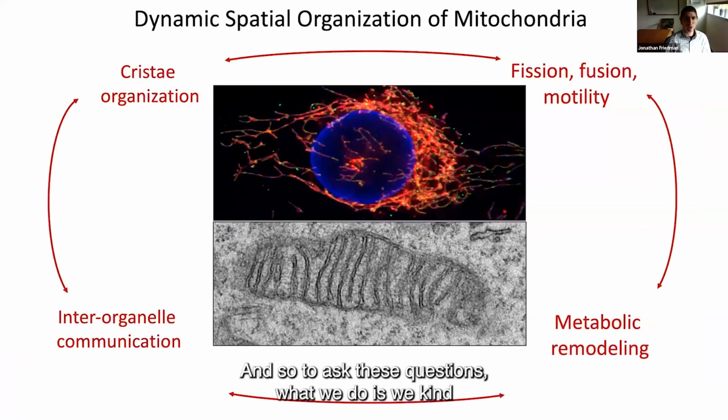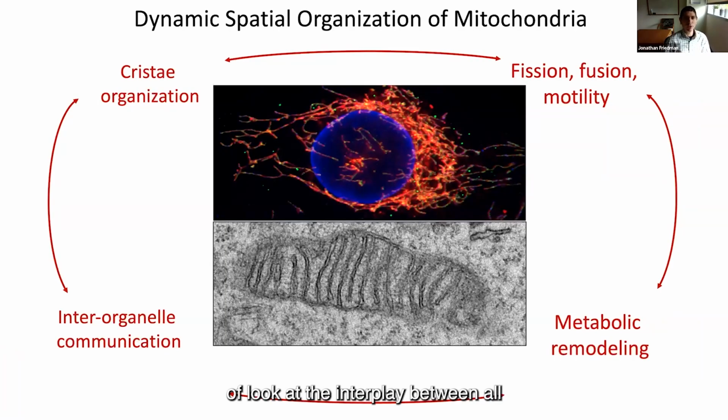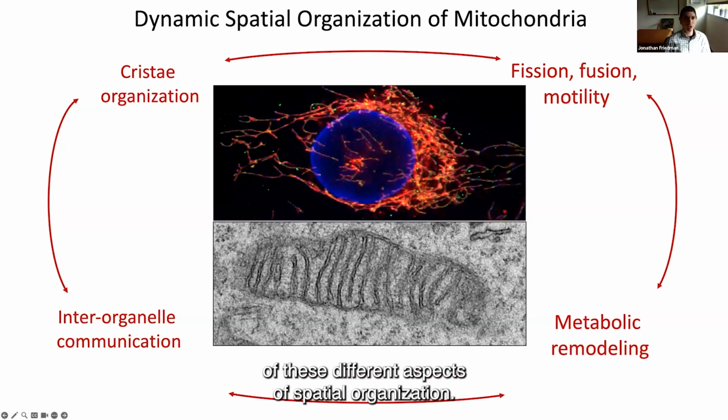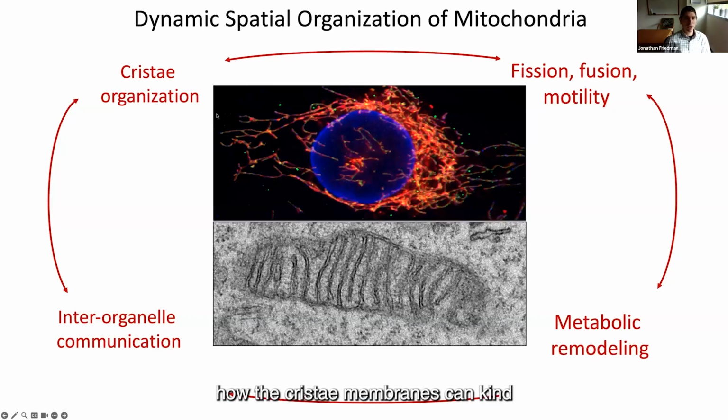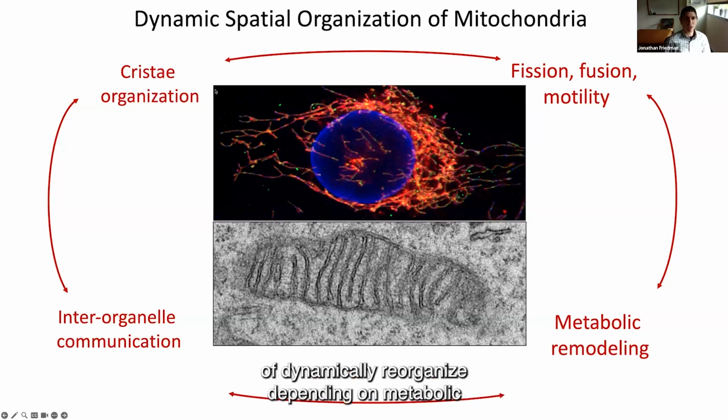To ask these questions, we look at the interplay between all of these different aspects of spatial organization. We talked a little bit about how the cristae membranes can dynamically reorganize depending on respiratory demand. We talked a little bit about the fission, the fusion, and the motility of the organelle. We're really interested in how these two things crosstalk with each other. We're also interested in how mitochondrial interactions with different organelles impact cristae organization and these dynamic behaviors. We're also really interested in how the metabolic needs of cells and the different functions of mitochondria feed into all these pathways.